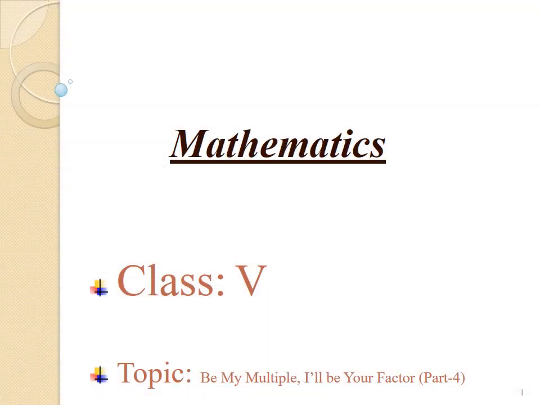Hello students, in the previous video, we learned about prime and composite numbers. We also found the prime numbers between 1 and 100 given by the Greek mathematician Eratosthenes. Today, we are going to learn tests of divisibility. So, let's learn it.